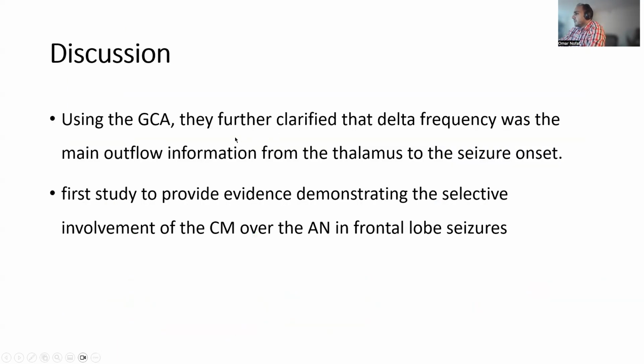And also the authors in the study further clarified that the delta frequency was the main outflow of information from the thalamus to the seizure onset. And this is also the first study to provide evidence demonstrating the selective involvement of the centromedian nucleus over the anterior nucleus in frontal lobe seizures. So if you have frontal lobe epilepsy and you want a target for neuromodulation, then this study argues that maybe CM stimulation would be favorable over the AN.